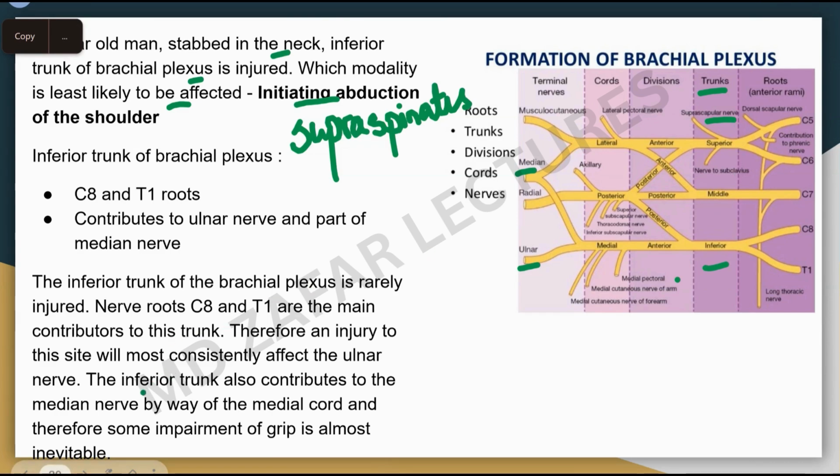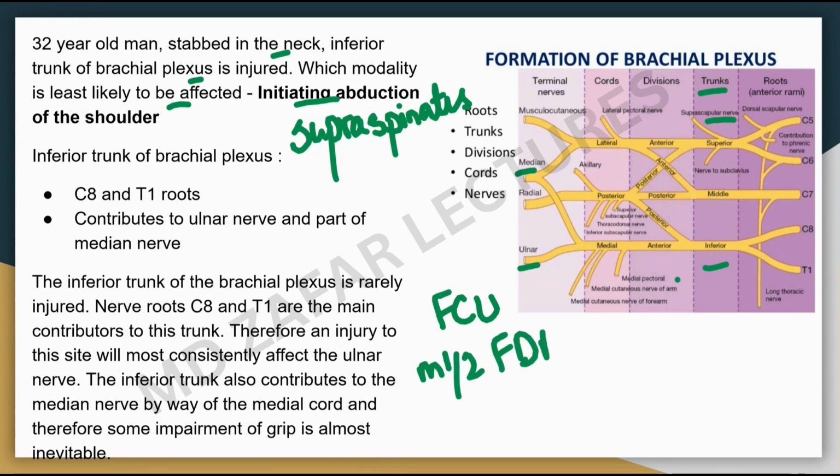So with the ulnar nerve, there will be a problem with the flexor carpi ulnaris and the medial half of the flexor digitorum profundus in the form of muscles, whereas with the median nerve, the rest of the flexors will become affected. Whereas this is the nerve which is coming from a very upper area, that is the superior trunk, so this will not be affected.